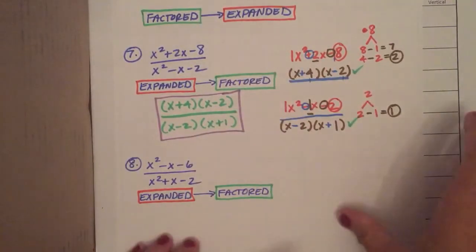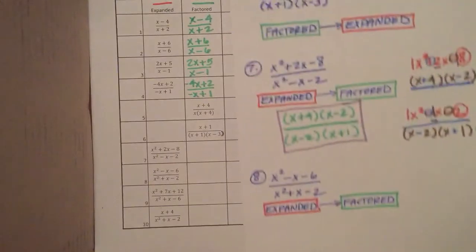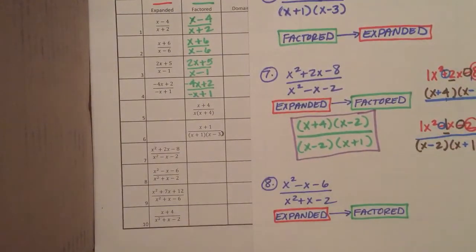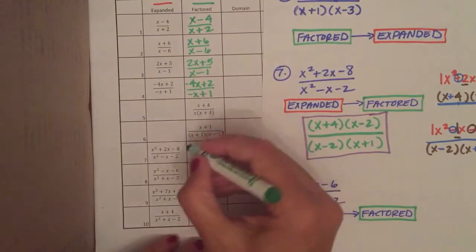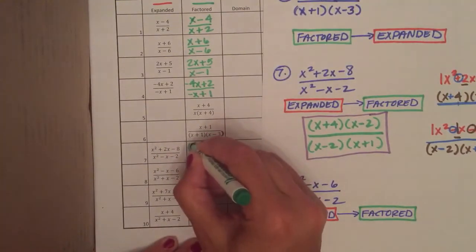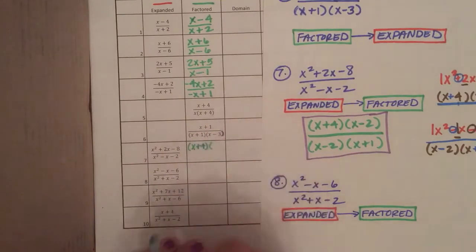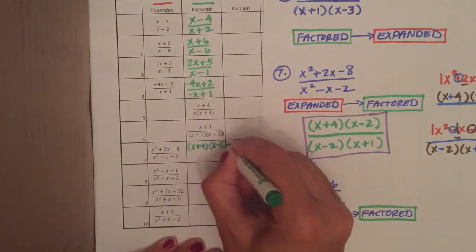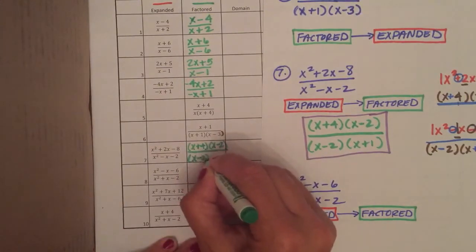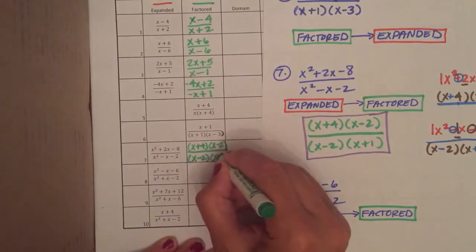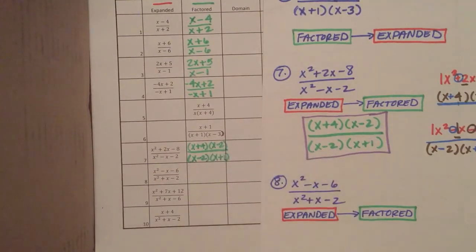So I'm going to come back on my paper and I'm going to enter this in for my factored form for number 7. So number 7 is going to be x plus 4 times x minus 2 over x minus 2 times x plus 1. And that is converting from expanded to factored. So let's look at number 8.